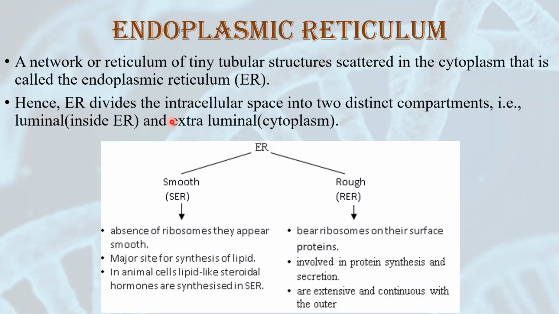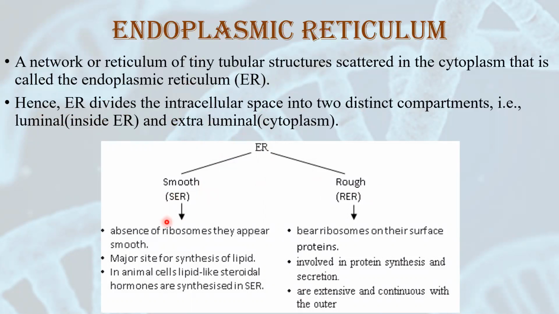Here ER divides the intracellular space into two distinct compartments. We have seen the structure of ER. It is actually continuous with the nuclear membrane. So it divides the cytoplasm or the intracellular space into two compartments. First is inside ER, that is luminal, and outside ER, that is extraluminal.